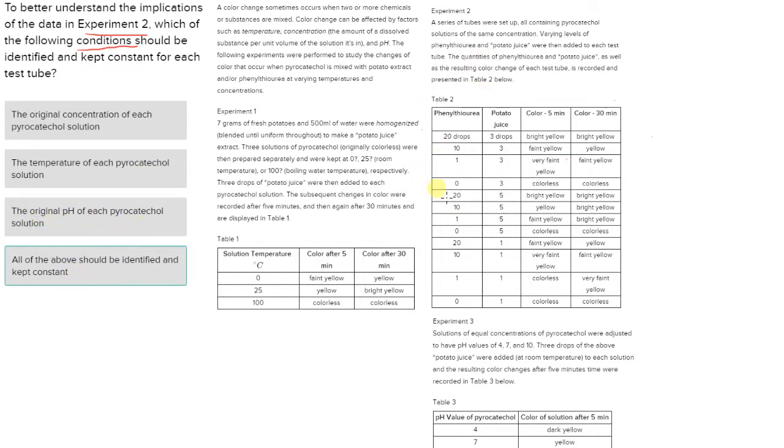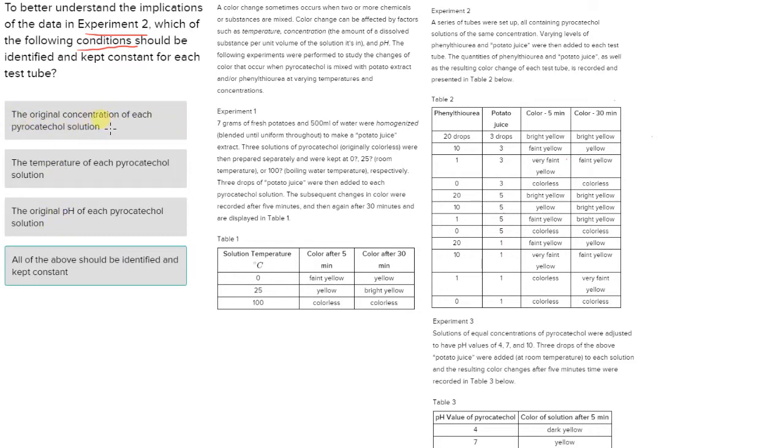Looking at experiment 2, remember we have a bunch of different test tubes. Each one of these lines is a test tube, set up with pyrocatechol solution in them, and we're adding different concentrations of phenolthirea and potato juice to that pyrocatechol to see how different amounts of these two chemicals affect the color of the pyrocatechol solution. That's what we're experimenting with here in experiment 2. And as we should always do when we have a question like this, we should go through each of our answer choices and either validate or eliminate them.